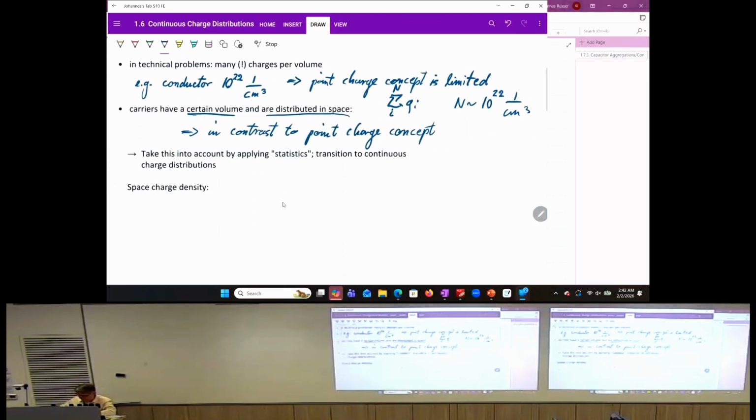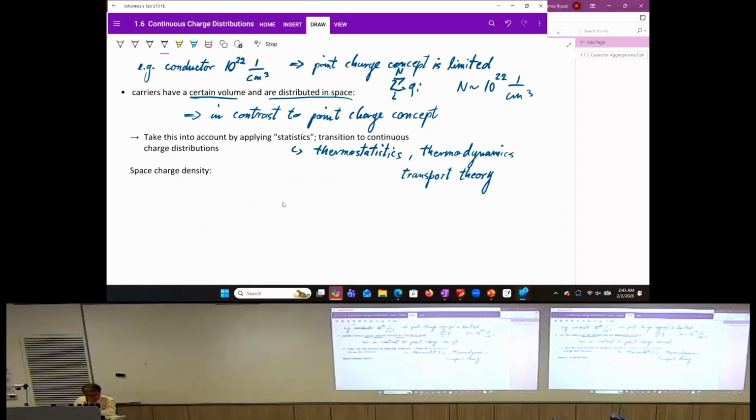Also, it can be useful to take into account the statistics. That includes, for example, thermostatistics, thermodynamics, also transport theory. So it is advantageous for that reason to transition to a continuous charge distribution that, for example, includes thermostatistics. So these are the things that you would like to consider.